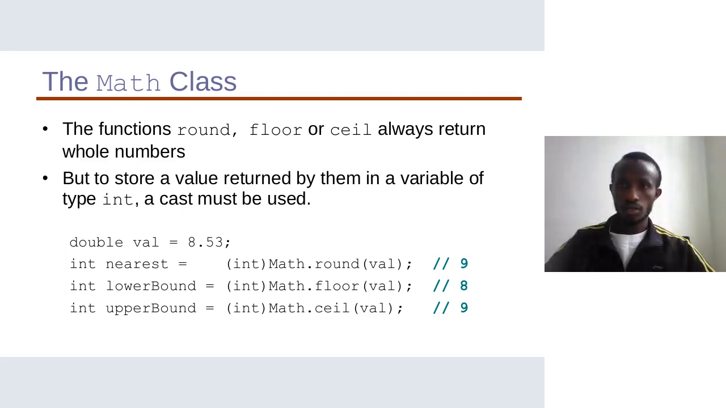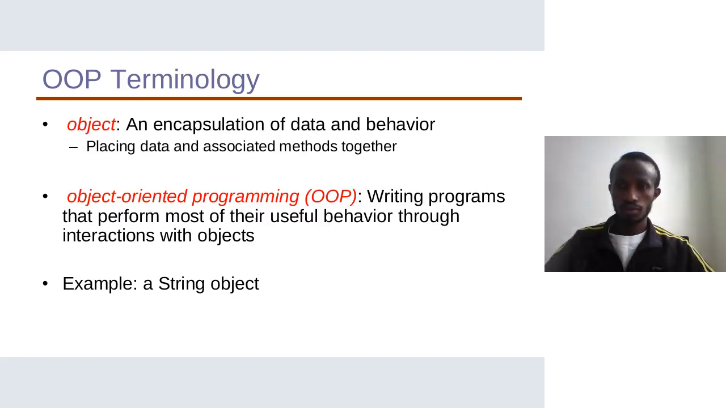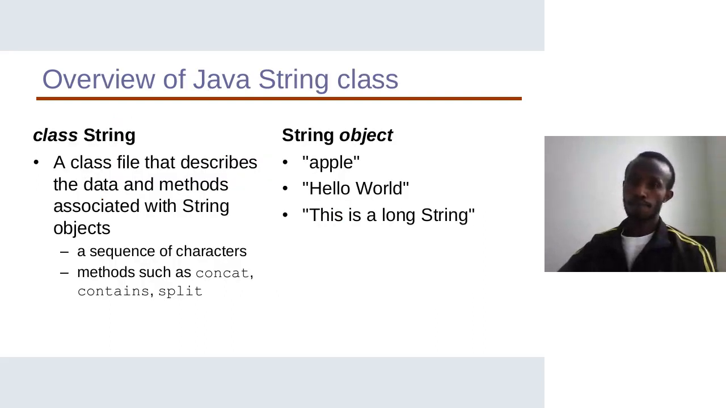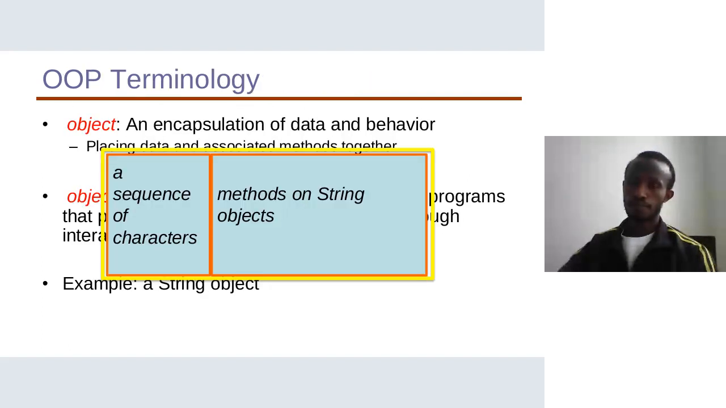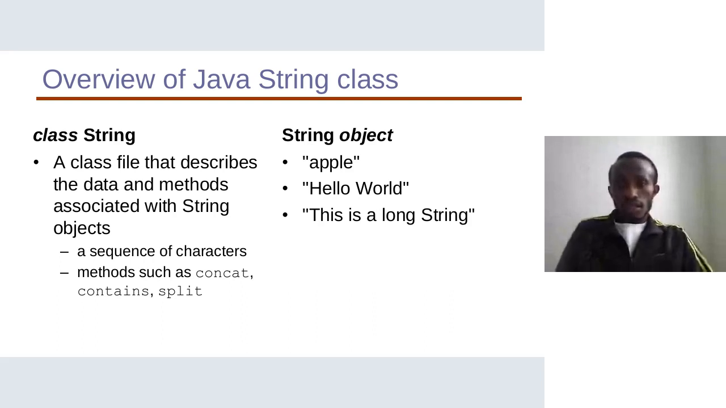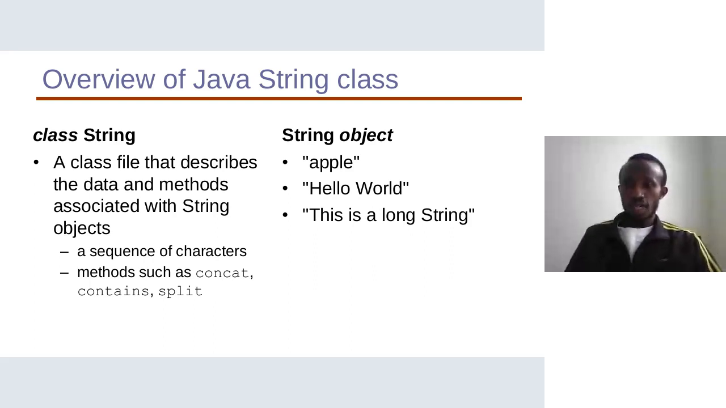Then now we can also look at the string class. The string class is a class file that describes the data and methods associated with string objects. And a string object is any combination of characters. For example, the ones you can see on the right side here are string objects.